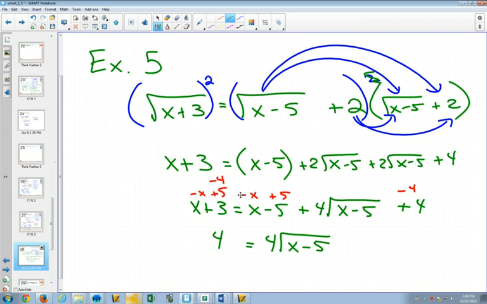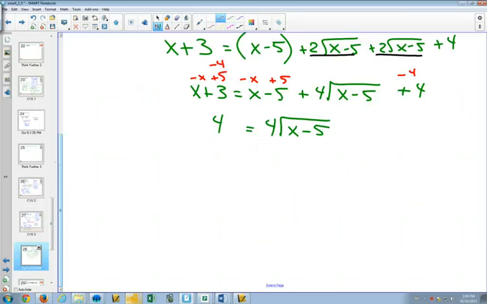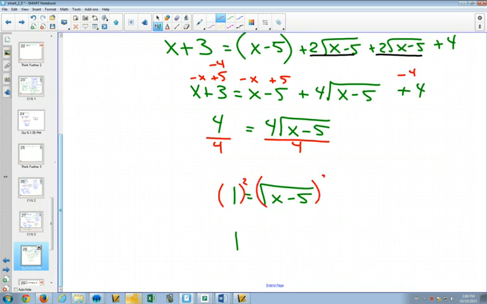This plus 4, because this one and this one are like radicals. So I have 2 plus 2 will get 4 of them. Now I can divide both sides by 4. And I'll get 1 is equal to the square root of x minus 5. Square both sides. 1 squared is 1. So I'll square this side, square this side. 1 equals x minus 5. Add 5 to both sides. And we get x equals 6.